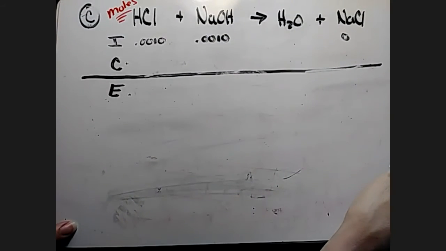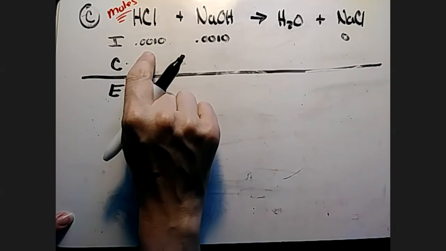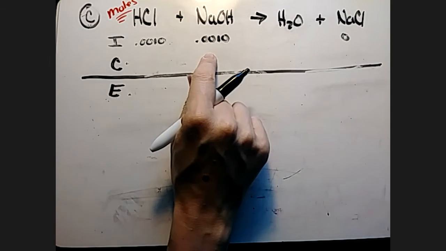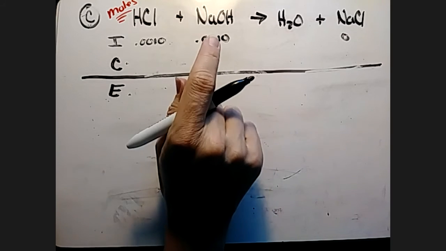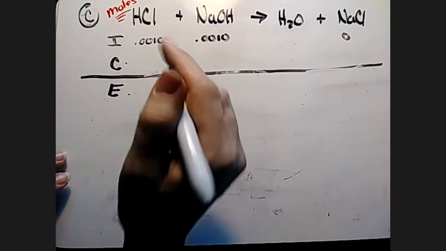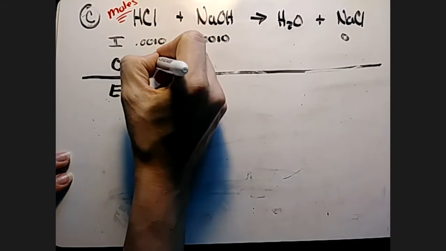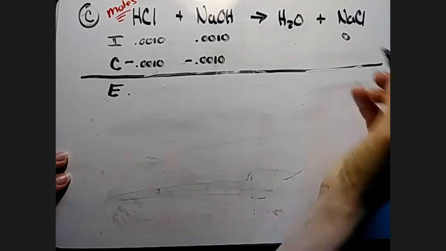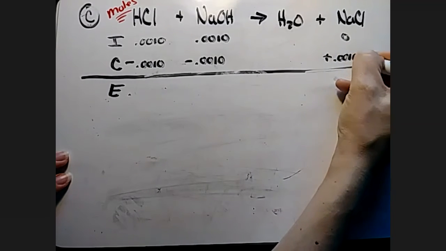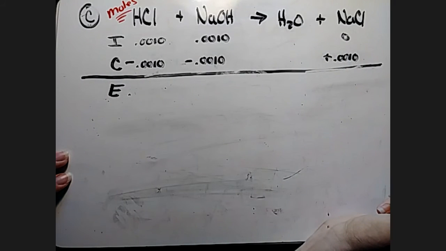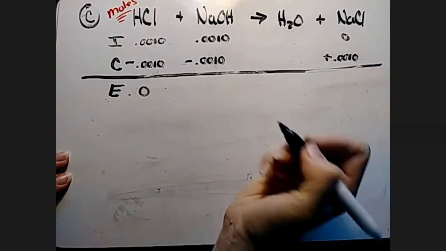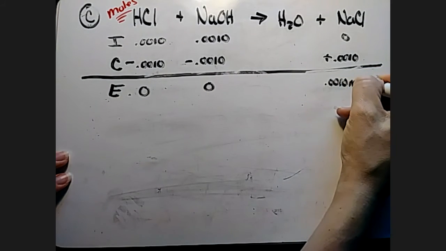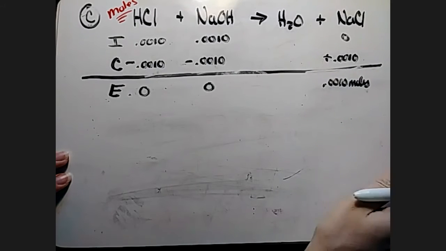This is a pretty special point. If you'll notice, I have equal number of moles of my acid and my base. This would be stoichiometrically perfect. There's no limiting reactant here. I'm going to end up losing everything. So I'm going to lose 0.001 of my acid. I'm going to lose 0.001 of my base, but I will make 0.001 of my salt. So at equilibrium, no acid, no base, 0.0010 moles of my salt.